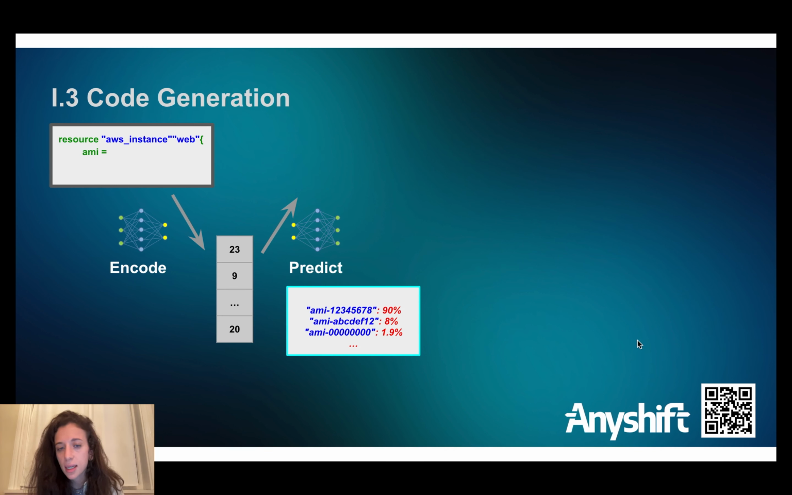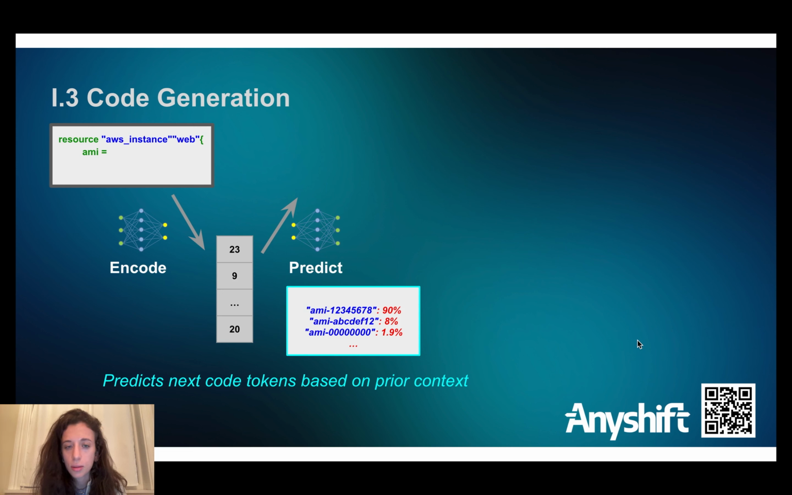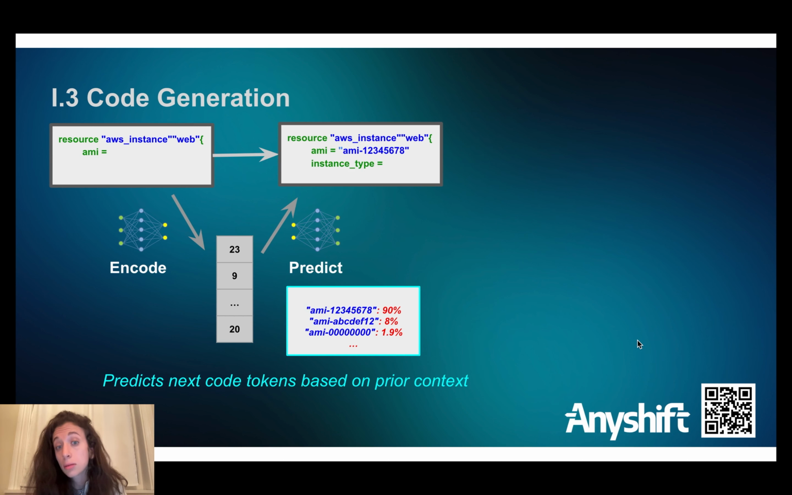So let's say that here it will say there is a 90% probability that this vector is actually predicting AMI 1, 2, 3, 4, 5. You have 8% of AMI ABCDEF 1, 2. And it continues like that. So your model, which is a probabilistic one, is going to create some probabilities, predict the next token based on the prior context, and take the one with 90% probability, which is AMI 1, 2, 3, 4, 5, 6, 7, 8.